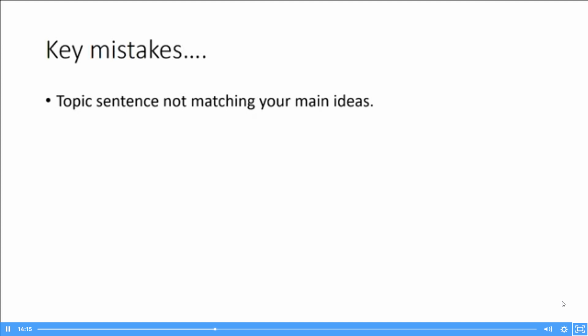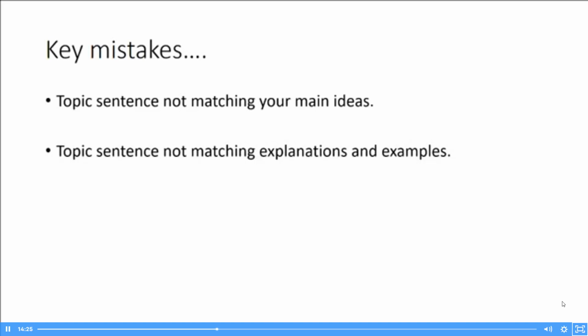Topic sentence is not matching explanations and examples. So you are going to write your topic sentence and then you're going to explain that topic sentence and you're going to write an example to support that topic sentence. They should all match up. If they don't, it is extremely confusing to read. The reader just has no idea what you're talking about.